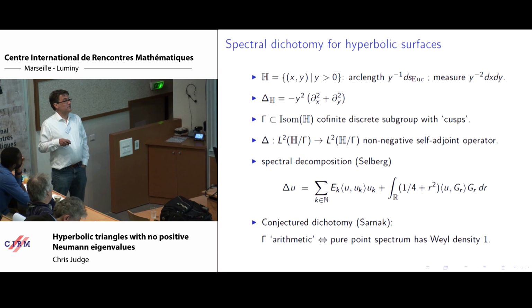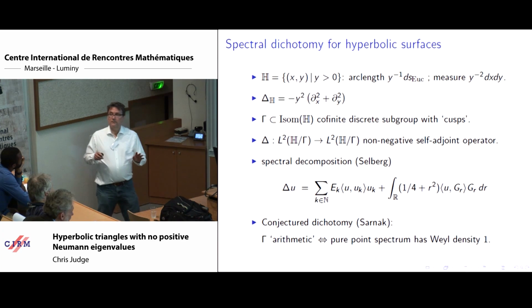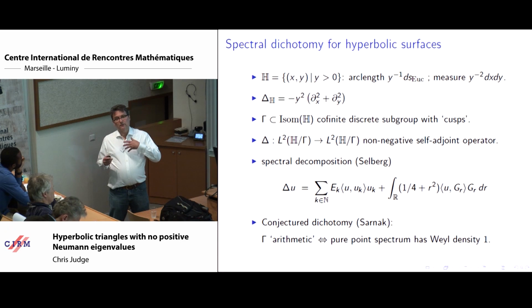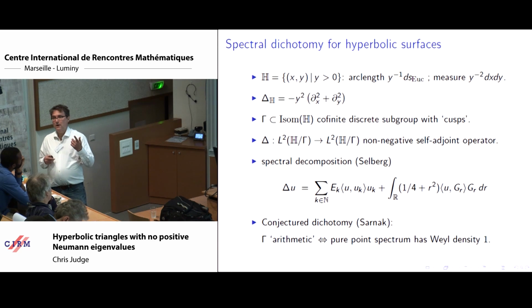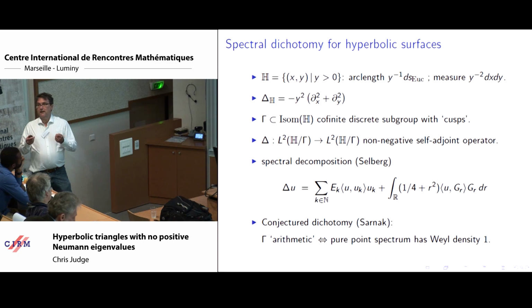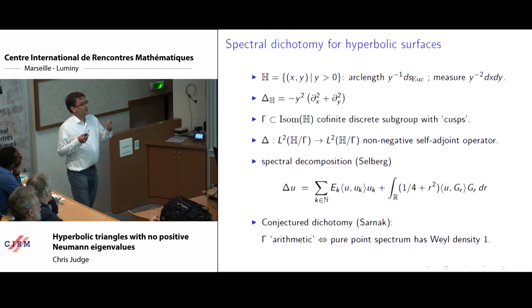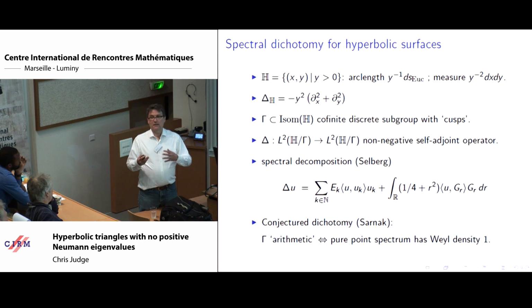And the conjecture is that this term dominates if and only if gamma is arithmetic. So arithmetic is very rare. Arithmetic means that if you have your group and you conjugate by elements of SL2R, and you intersect that conjugate with your original group, you get a finite index intersection. You look at that set of elements in SL2R that does that. If that's infinite, then you're arithmetic, and if it's not, you're not arithmetic.